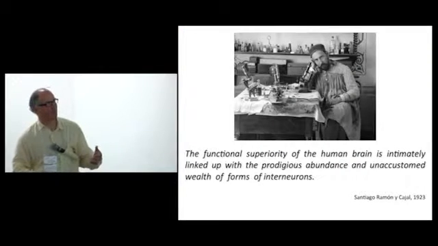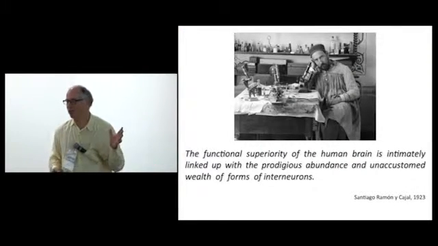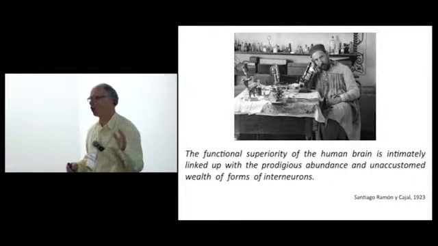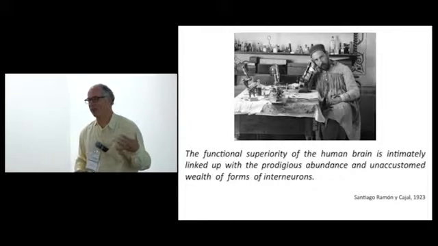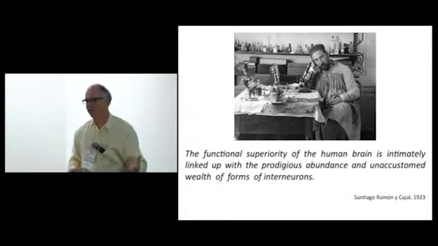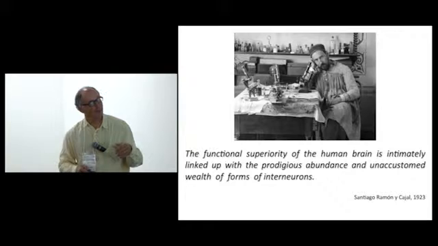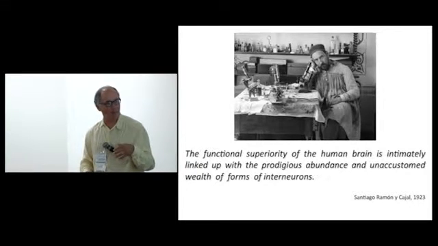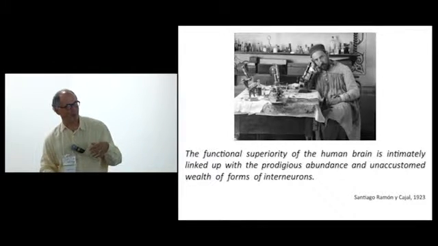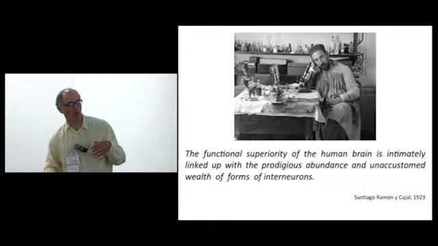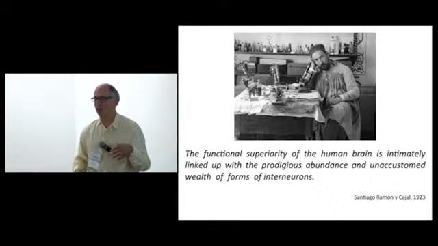Okay. So, Ramon y Cajal. No neuroscience symposium, talk, or even conversation is allowed to occur without invoking either Ramon y Cajal or Charles Sherrington, right? So I'm using Cajal. And this is a statement that Cajal made back in 1923. It's a little verbose. The functional superiority of the human brain is intimately linked up with the prodigious abundance and unaccustomed wealth of forms of the so-called neurons with short axons.